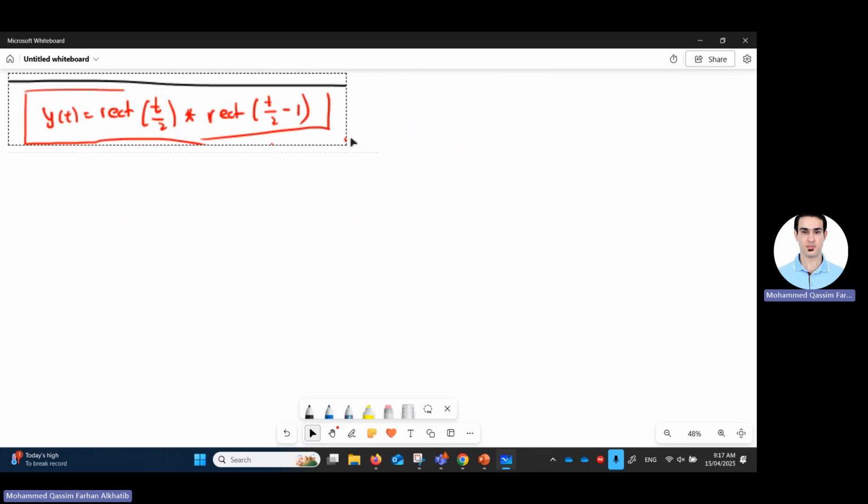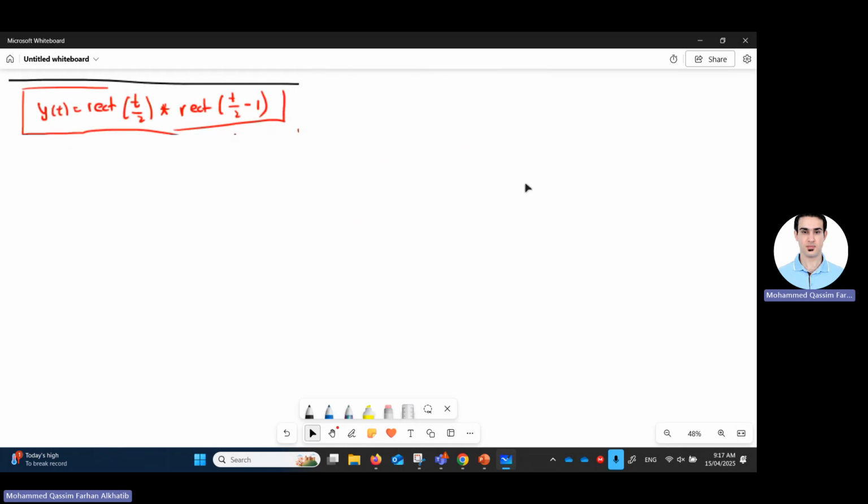All right, so assume that you were given this example and you were asked to find the result of the convolution between these two signals. First of all, they are rectangular pulses: rect of t over 2 convolved with rect of t over 2 minus 1. First, we have to know how to draw the rect function. Rect of t is a rectangular pulse centered at 0, going from negative 0.5 to 0.5.